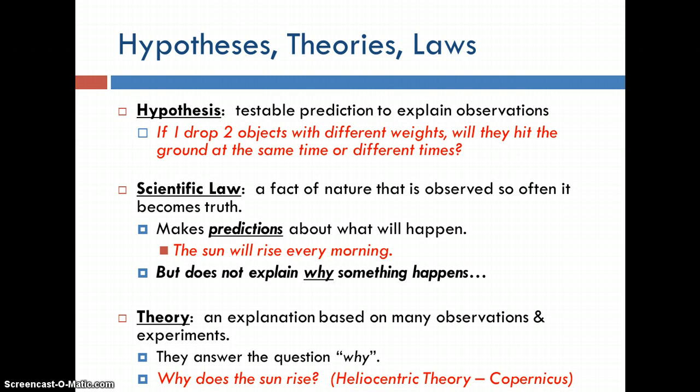Same thing with the sun. The sun rises because it's heliocentric. Helio means sun, centric means centered. So we believe that it's a sun-centered solar system, and as the Earth rotates and revolves around the sun, it's going to change the seasons and change how the sun rises in the east every day. So theory answers the question why, and scientific law answers the question what.